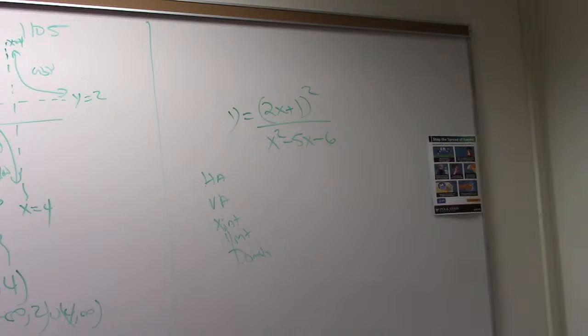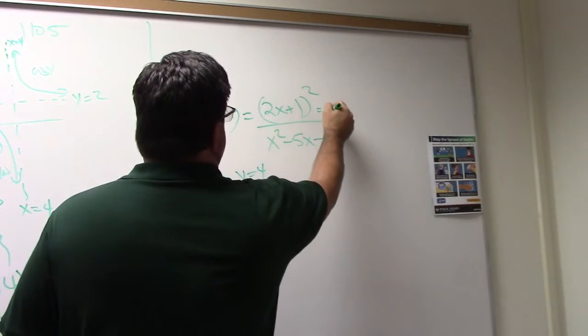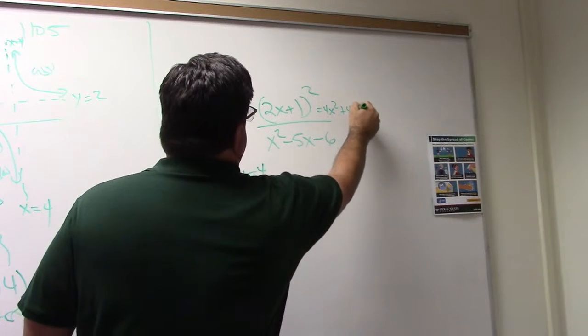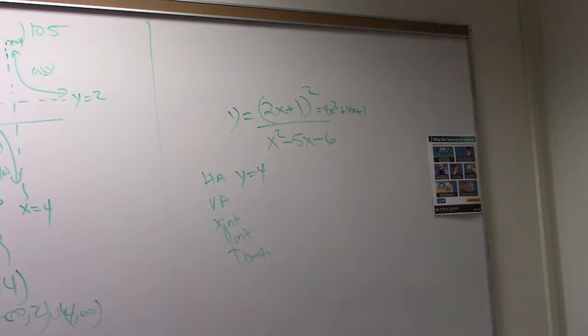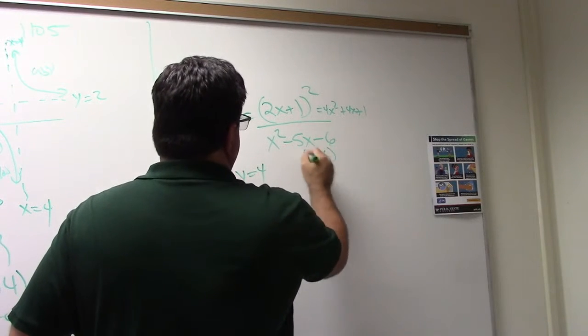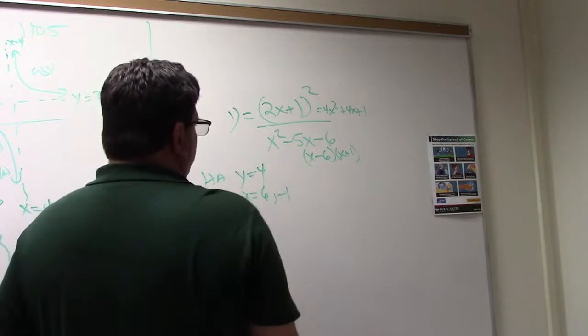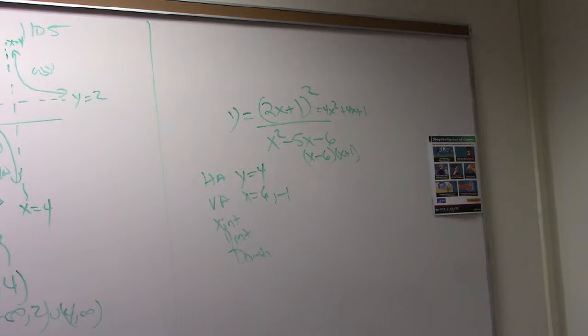Horizontal asymptote, what'd you get? y equals 4. This is 4x squared plus 4x plus 1, right? Vertical asymptote: x equals 6 and, x minus 6, x plus 1, x equals 6 and negative 1. X-intercept, what'd you get?